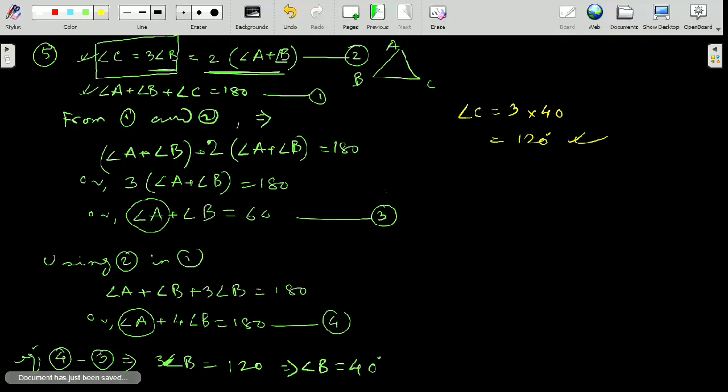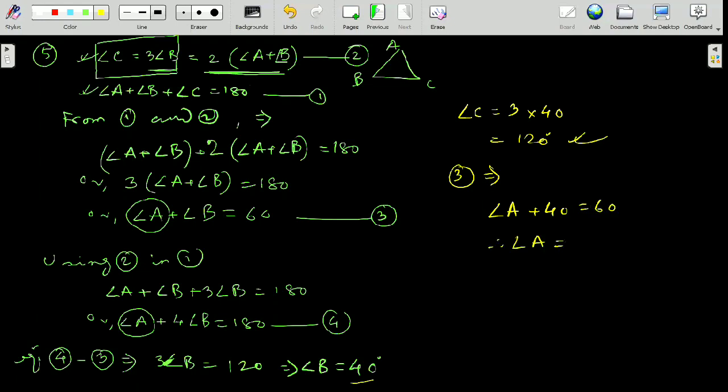Next you have to find angle A. So put it in equation number 3. Angle A plus B, and B is just found to be 40 degrees, plus 40 degrees is equal to 60 degrees. Therefore angle A is equal to 60 minus 40, that is equal to 20. Hence the results: angle C is equal to 120 degrees, angle B is equal to 40 degrees, and finally angle A is equal to 20 degrees.